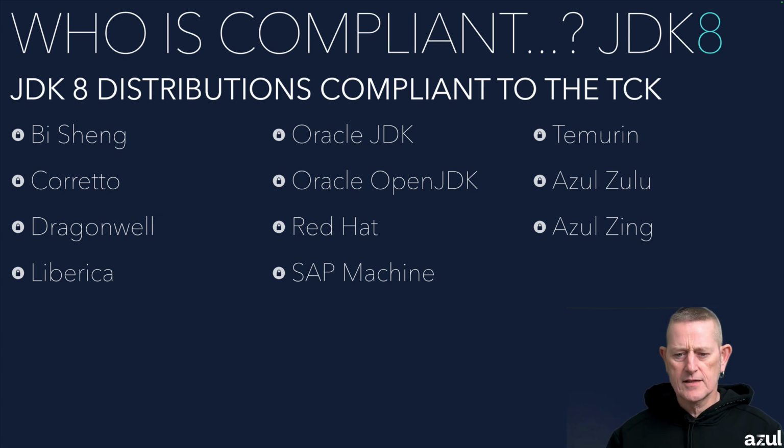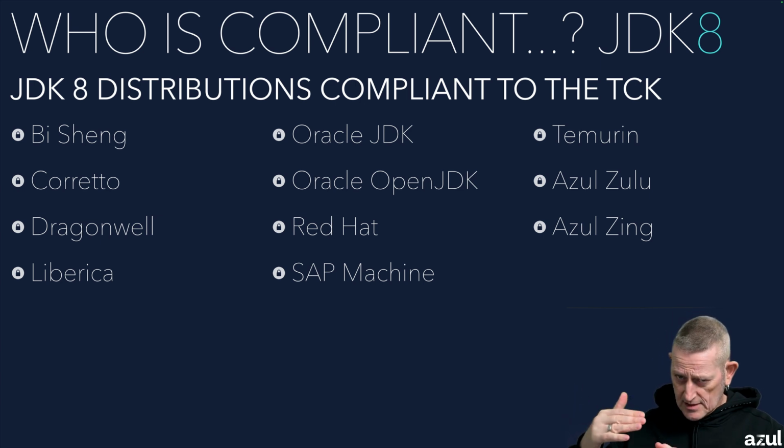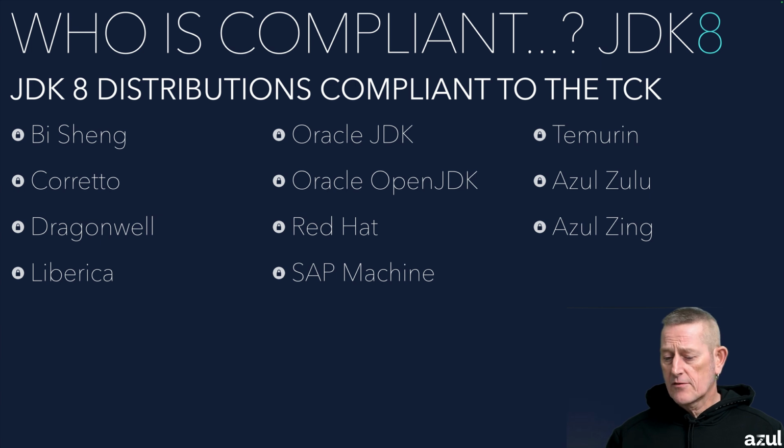So let's take a look at the distributions that are out there that are compliant to the TCK. If we take a look at distributions for JDK 8, then you see this list. And you see it's quite a big list. Like we have Bisheng, which is from Huawei. And then we have Corretto, which is AWS or Amazon. Dragonwell from Alibaba. And then we have Liberica, Oracle JDK, Oracle OpenJDK, which is not the same as Oracle JDK. We have Red Hat, SAP Machine, Temurin, Azul Zulu, and Azul Zing. Right? These distributions are all TCK compliant in JDK 8.